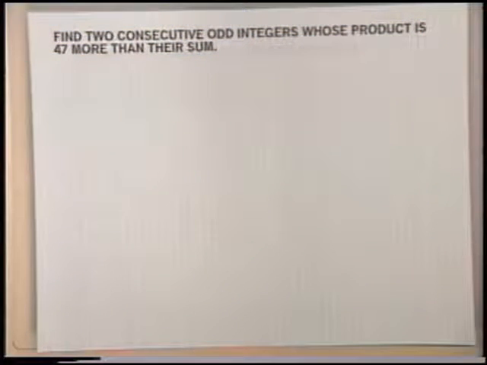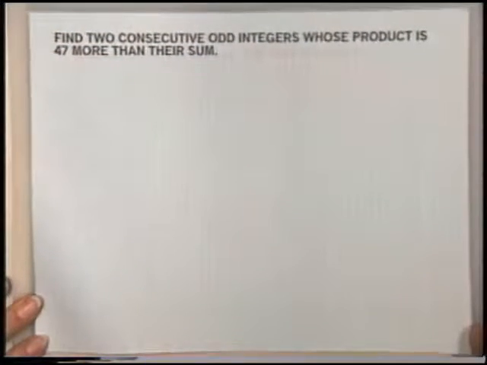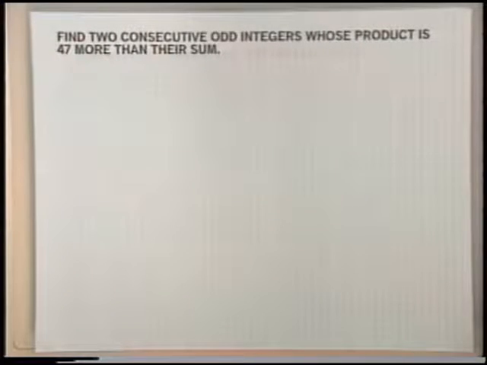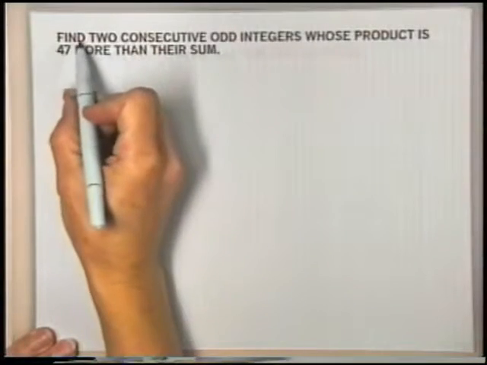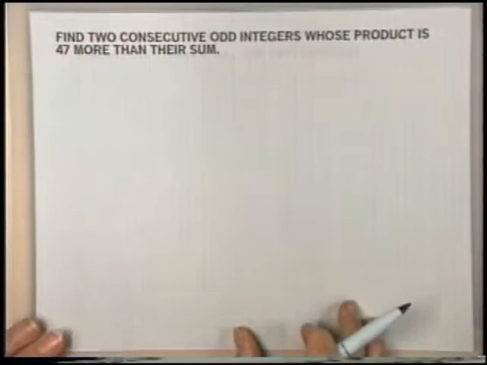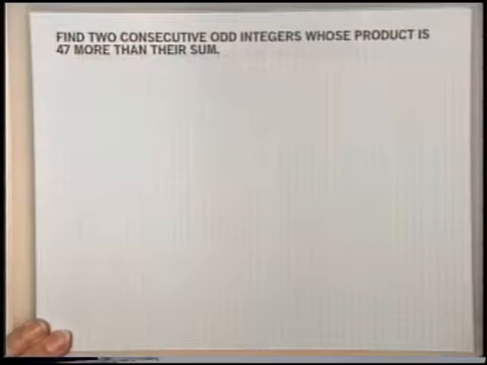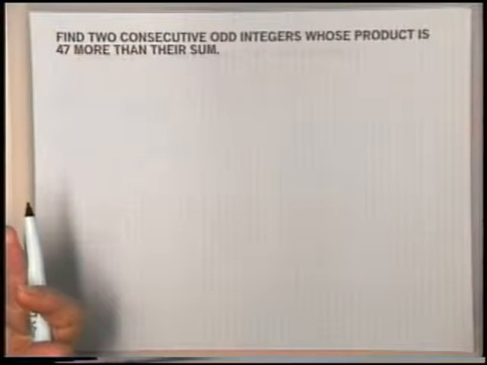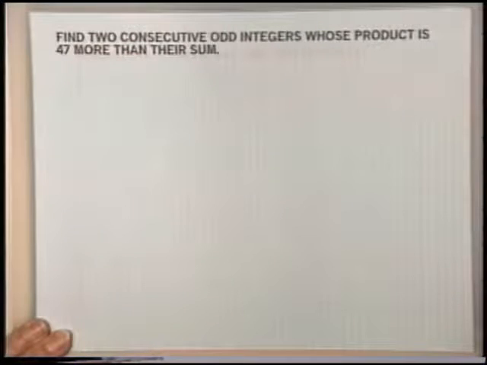Now that we have seen these steps and reviewed them, let's see how we apply the steps to solving a particular word problem. Find two consecutive odd integers whose product is 47 more than their sum. Notice here we are to find two consecutive odd integers. Now, remember, consecutive odd integers would be, for example, 3 and 5 or 7 and 9.